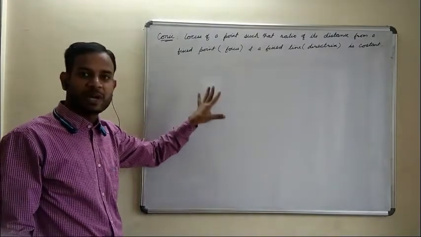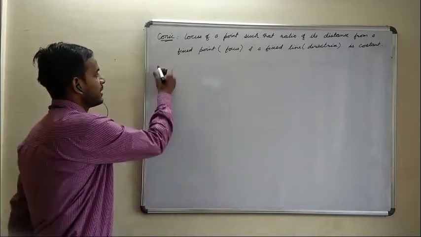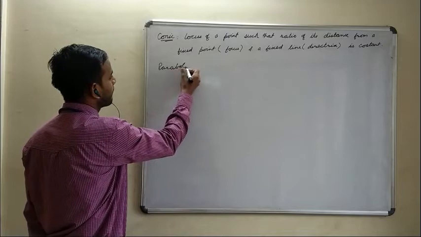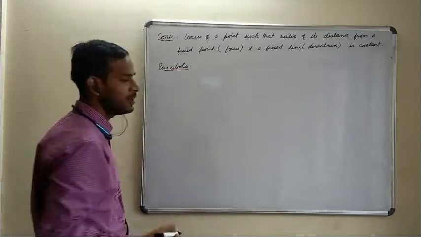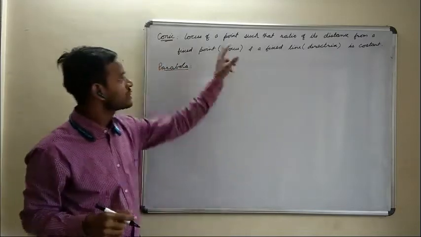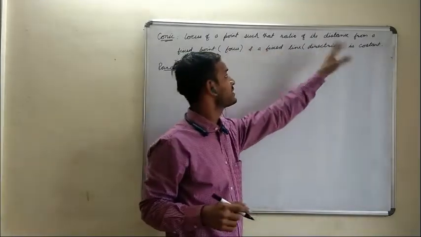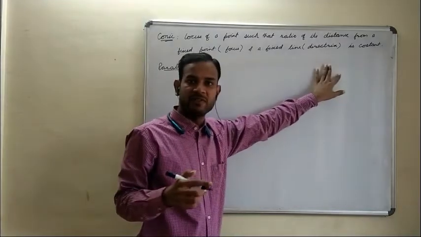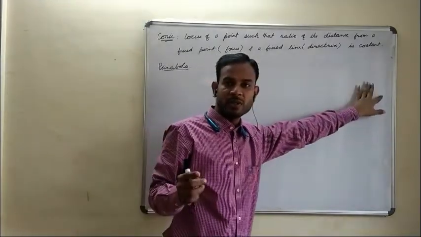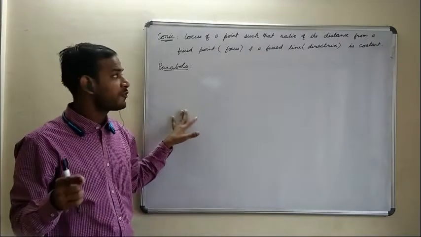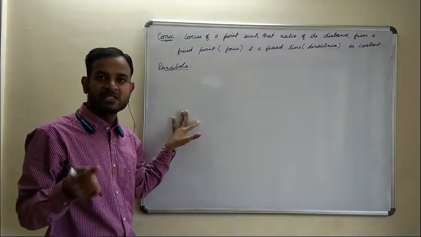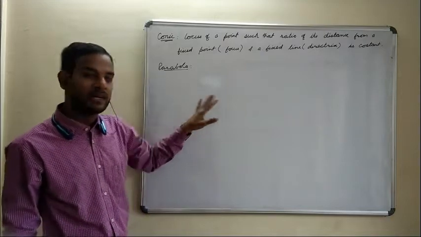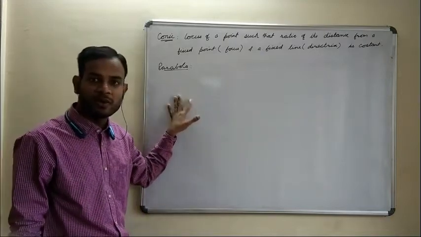So as far as parabola is concerned, let us see the definition of parabola. So parabola is defined as locus of a point such that ratio of its distance from a fixed point, which is focus, and a fixed line, which is directrix, is same. Okay, so in this case, if the point P traces a path such that its distance from a fixed point and a fixed line is same, then the path traced by the point will be called as parabola.